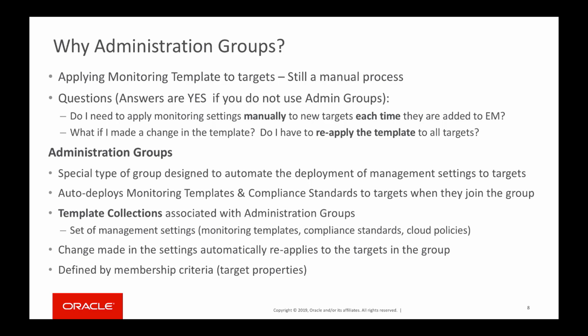And if you change the monitoring settings in the template, that applies to all the targets in the group. So if you want to just change one metric for all of your database targets, you do not need to go to every single target. Just change the metric settings in the template, and that will be deployed to all of your targets in the group. So this is a high level of what you can get from an admin group. It helps you to automate the process of applying monitoring settings dynamically to your targets as they are added to the group.